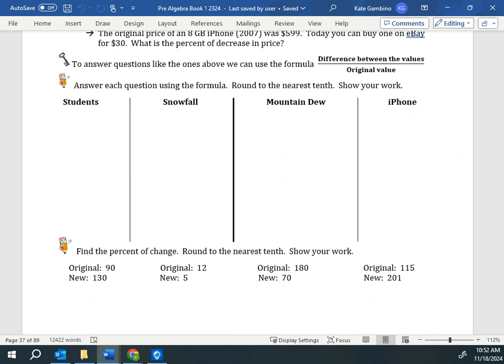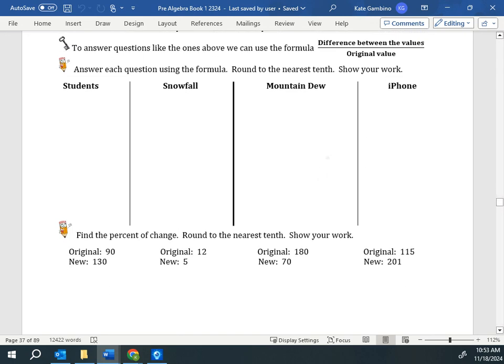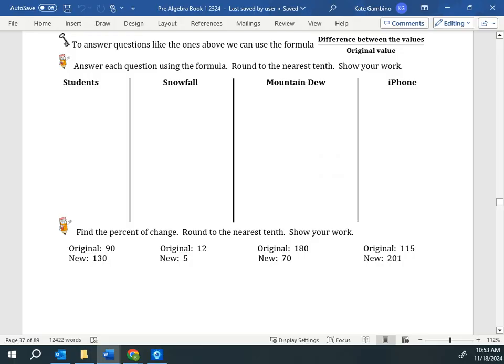When we do the difference between the values, you always put the bigger number and subtract out the smaller number. Doesn't matter which one was the first number, which one was the second number. You put the bigger number, subtract out the smaller number. No negatives. Okay? When we're finding that difference, we're not working with negatives. Big number minus the small number. But we divide it by the original value, the first number. Okay? So we're going to use that formula to answer our questions.